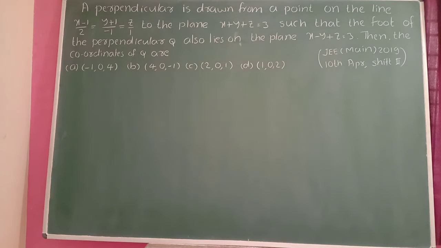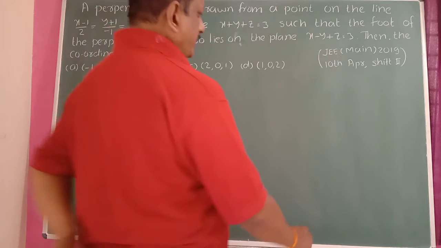A perpendicular is drawn from a point on the line to the plane x plus y plus z equal to this, such that the foot of perpendicular Q also lies on the plane x minus y plus z equal to 3. Then the coordinates of Q are what here? Consider this one plane here.